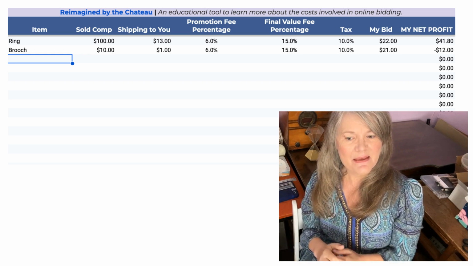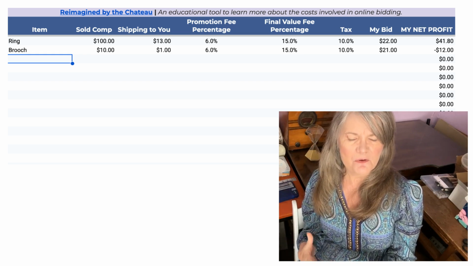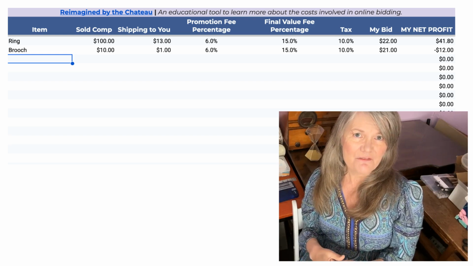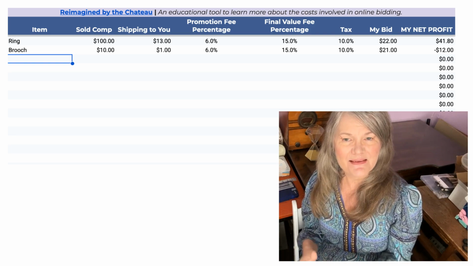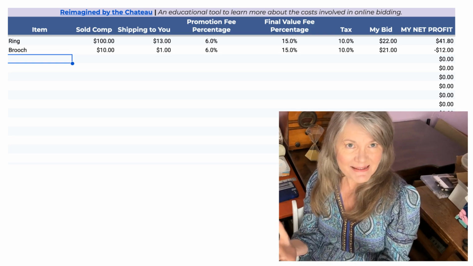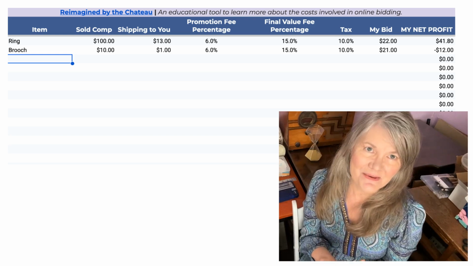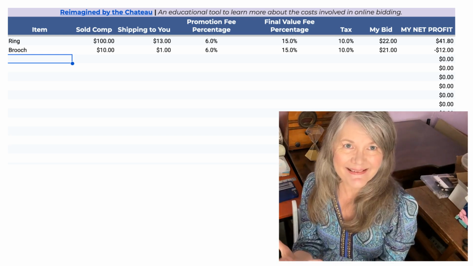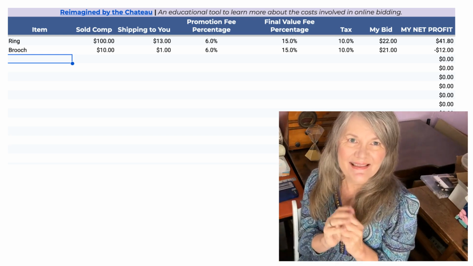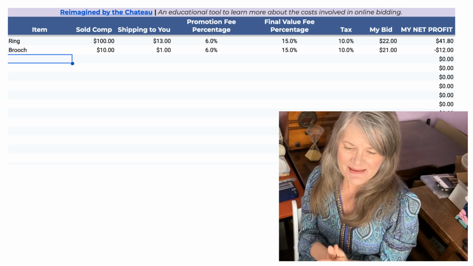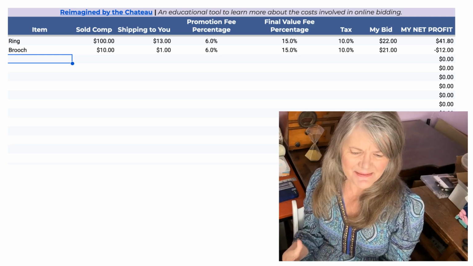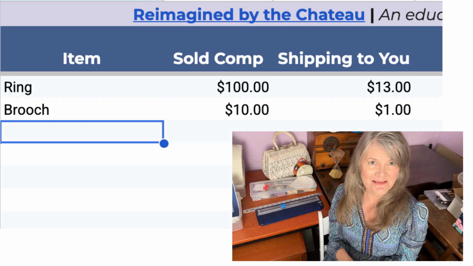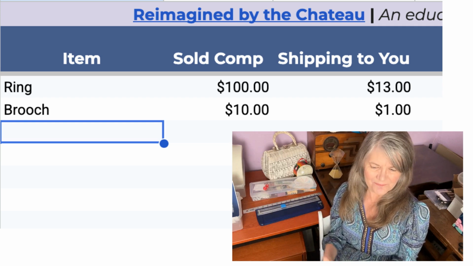The template has some basic fields to help you understand how you are pricing your items and buying your items so that you can make money instead of losing money. Because when we're reselling, let's face it, that's what we want to do. So I'm going to walk you through this template so that once you've downloaded it, you know what to do.